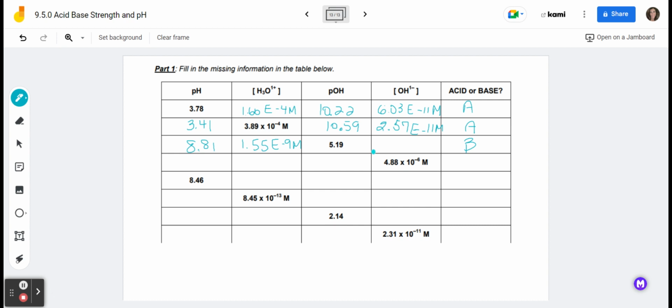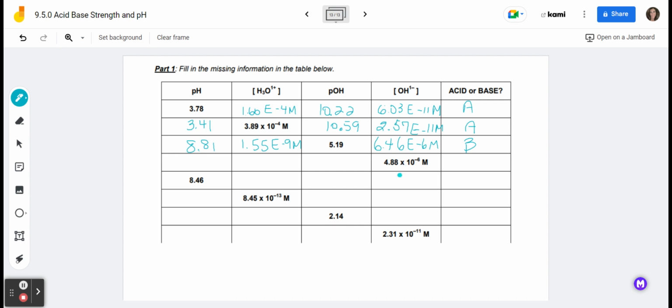Do the same thing for this. Second function log negative 5.19. And I get 6.46 E negative 6 molar. All right, let me try one more. All right, so the last row or last one we'll do here.